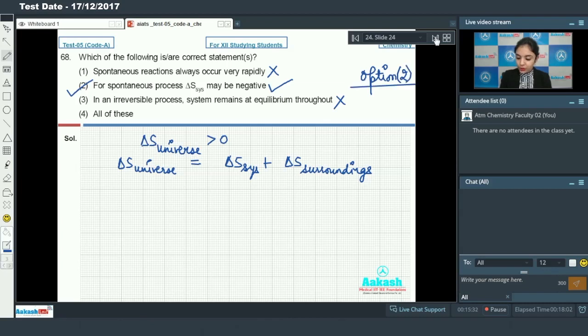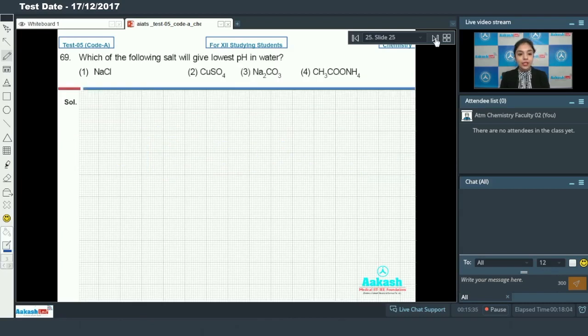So moving on to the next one now, you have question number 69, which says, which of the following salts will give the lowest pH in water. The salt which comprises a strong acid will give the lowest pH in water. The acid जितना ज़्यादा strong होगा, the pH will be very low. So if we look at the first option, it is NaCl, comprising NaOH and HCl, so it is neutral. So pH will be equal to 7.